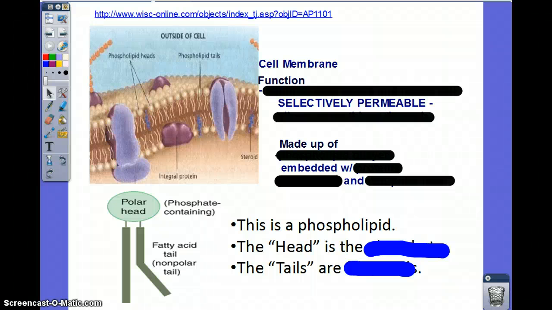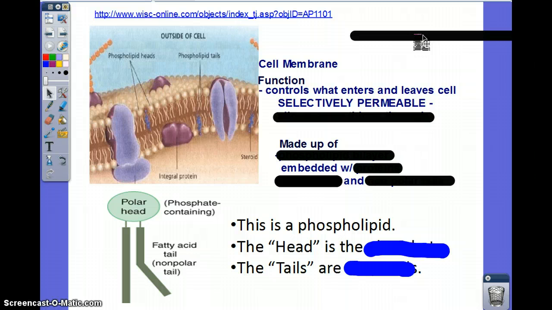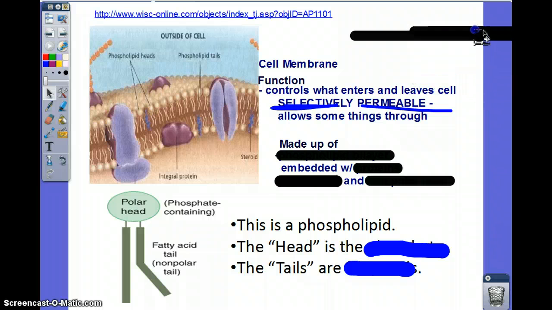So as a review, what's the function of the cell membrane? To control what comes in and out of the cell. It controls what comes in and out of the cell. Now this word, selectively permeable, what does that mean? It means that the cell membrane kind of decides what enters the cell. Good. It selects what can come in and what can come out. It selects entry and exit. It only allows certain things in.